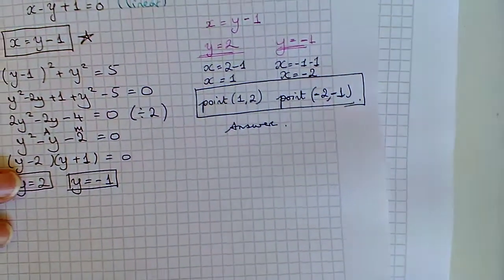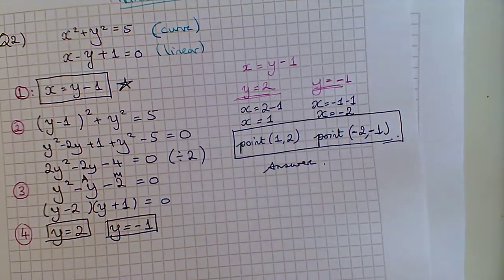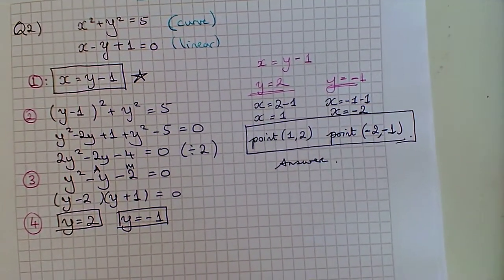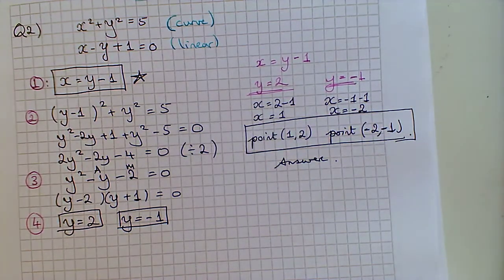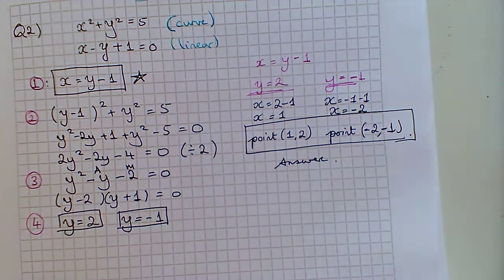And those are the points of intersection of that line and that, it's a circle actually, that line and that circle. If we were to draw them out on the Cartesian plane on our XY diagram, those are the values we'd get. Okay, let me know if you have any questions.